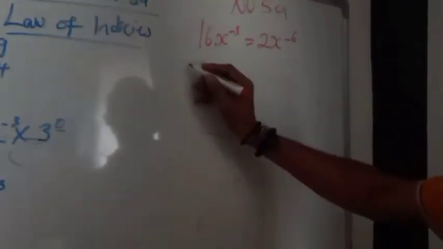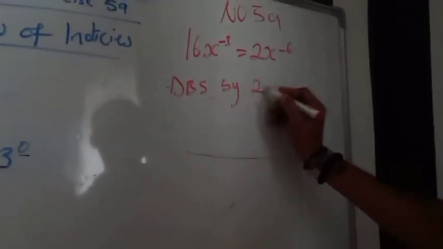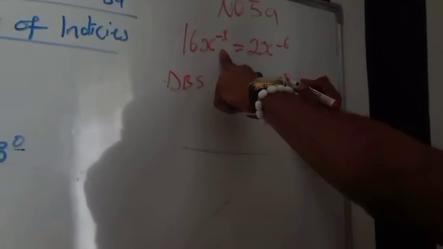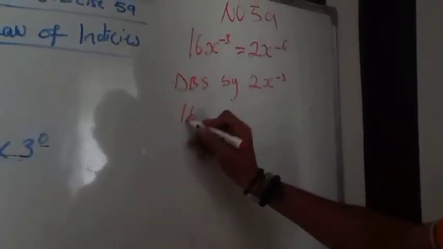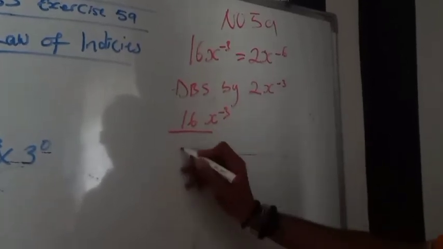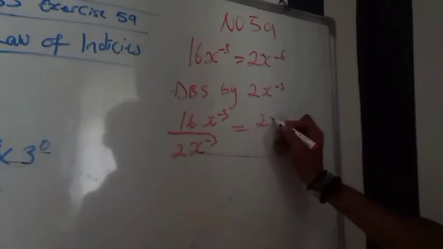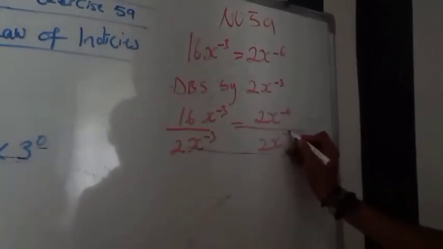So divide both sides by 2^x to the power minus 3. Since 2 is common on both sides, I'll use this 2^x to the power minus 3 to eliminate both sides. So what happens? 16^x to the power minus 3 over 2^x to the power minus 3 equals 2^x to the power minus 6 over 2^x to the power minus 3.